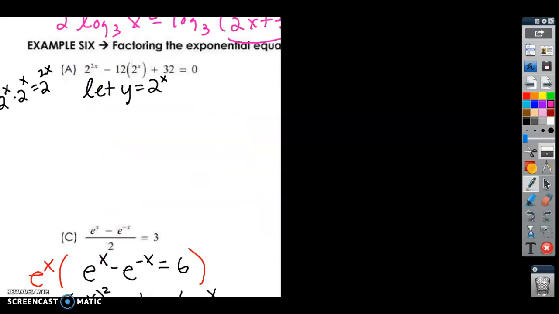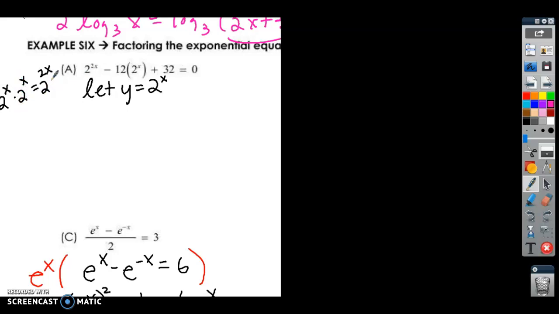Which we learned in, was it the last unit? Factoring an exponential equation. So you've got a trinomial with some just funky numbers. And we know that 2 to the x times 2 to the x equals 2 to the 2x, because whenever you have the same base, you're adding the exponents, right?